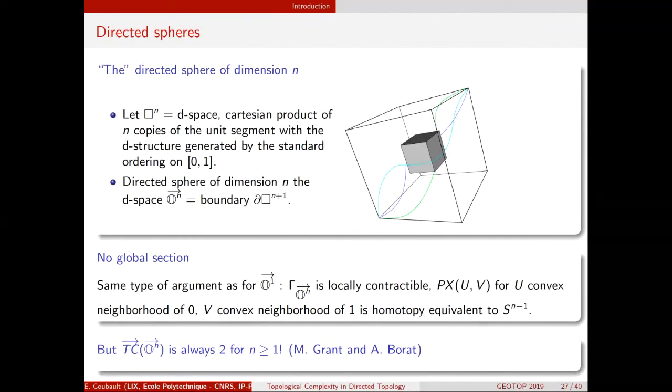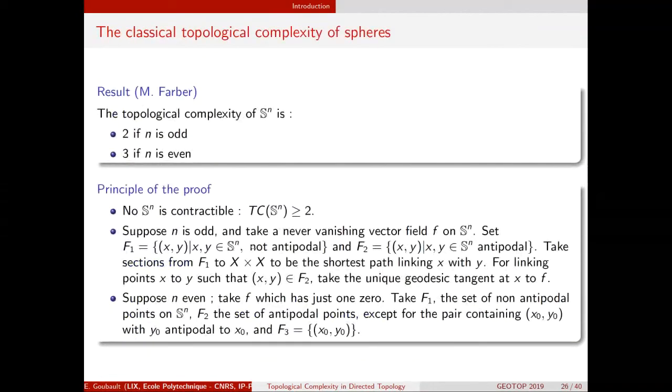because in the classical case, for the proof that the topological complexity is 2 or 3, you take a particular vector field on the spheres. When n is odd, you can take a nowhere vanishing vector field. When n is even, you can find a vector field which has just one zero. That's the only thing which makes a change between the partitions. So when n is odd, you take non-antipodal pairs of points as one part of the partition, and antipodal points for the other part. For antipodal points you just use the vector field to choose how you get from x to y in a continuous manner. Whereas when it's not antipodal, you can take the shortest path, which is going to be a continuous path.